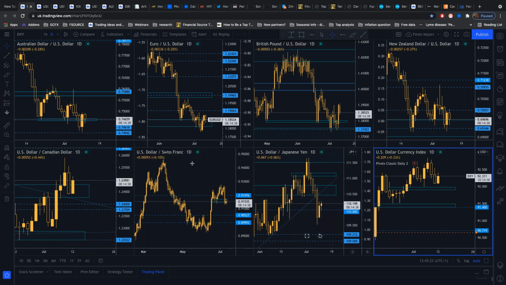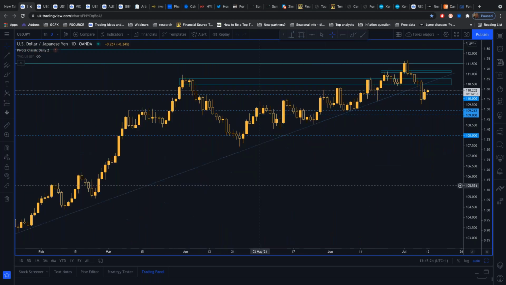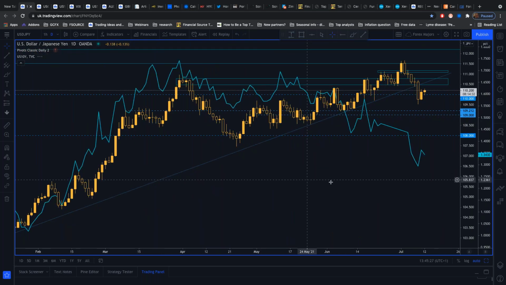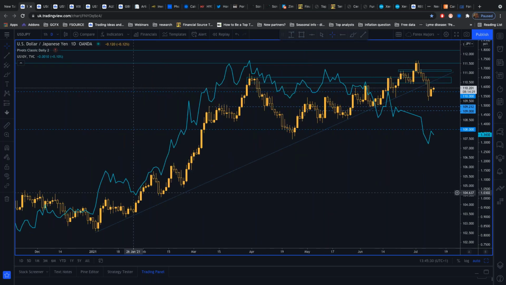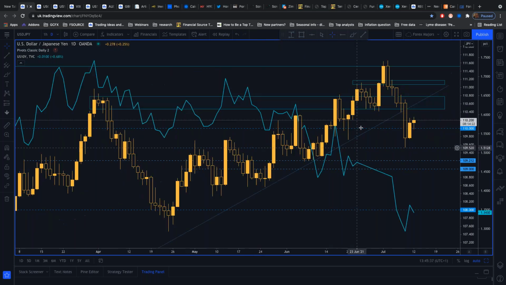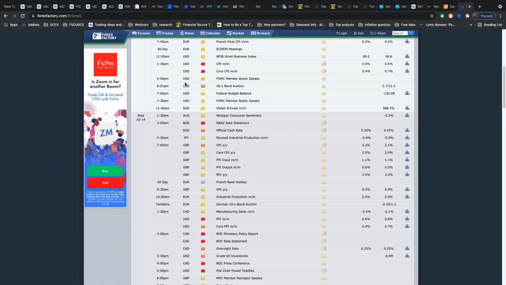Also, I'll give you a clue. With the dollar yen, this currency pair tracks the US 10-year yields. So if you notice 10-year yields going up, US dollar yen goes up. 10-year yields going down, US dollar yen goes down. You get the picture? So the recent fall in US 10-year yields has dragged the US dollar yen down. So this is what to look for on Tuesday.